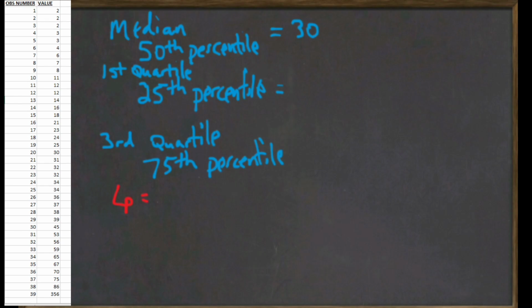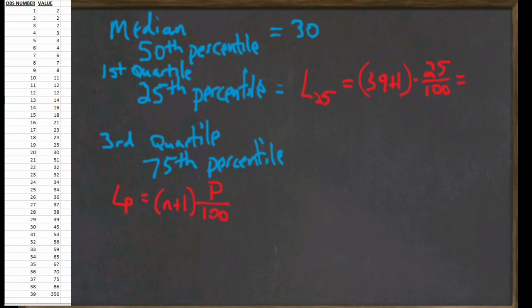Location of percentile is equal to n plus 1, and then p divided by 100, where p is the percentile that we're interested in. Okay, so for the 25th percentile, we would plug in, let's just do that over here. L25. Just to remind ourselves, the 25th percentile is equal to n plus 1, where n is our number of observations, so we have 39 plus 1, and then times 25 over 100.